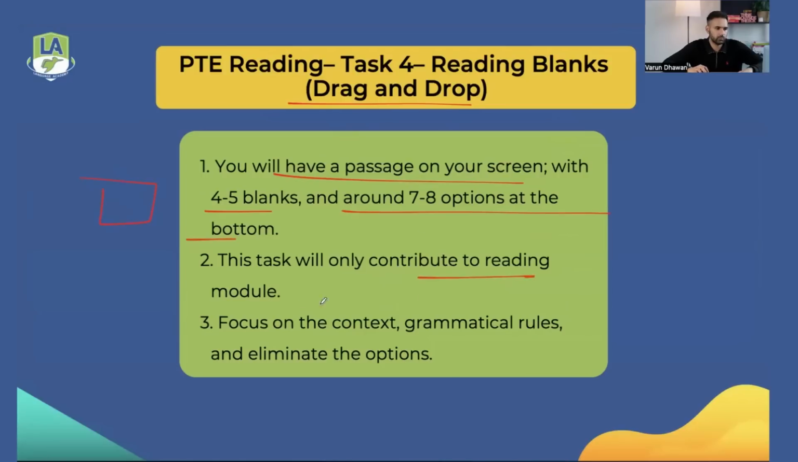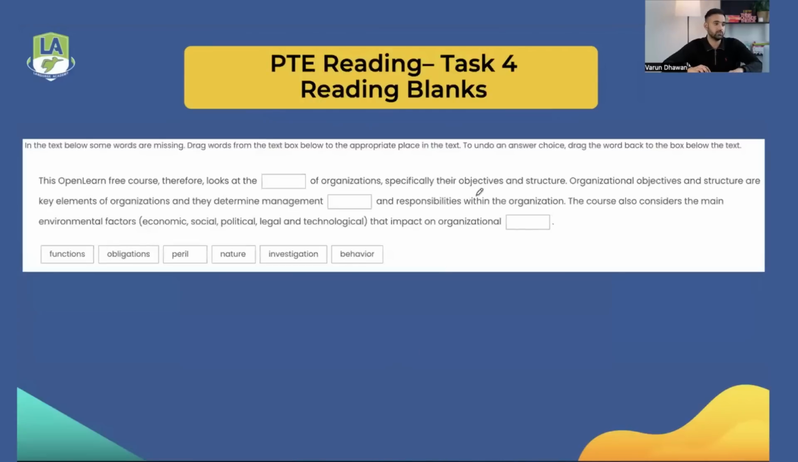This only contributes in the reading module. You have to focus on context, grammar rules, and eliminate the options. This is how your screen is going to look. You have got three blanks over here and around 6 options. So you have to read the passage. Based on the meaning of the passage and grammar rules, you have to select which option will go where, and then you have to select accordingly.